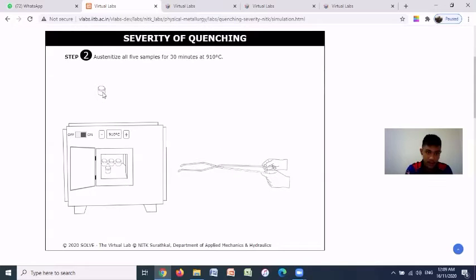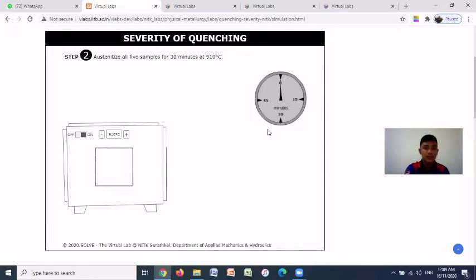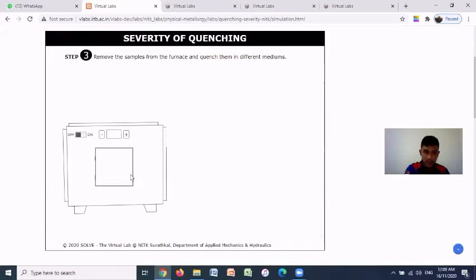Okay, 4, 5. And then kita tutup balik furnace dia tadi dan kita tunggu selama 30 minit macam tu lah. And then 2 minit kita offkan dia. Lepas tu kita terus buka dia punya furnace.